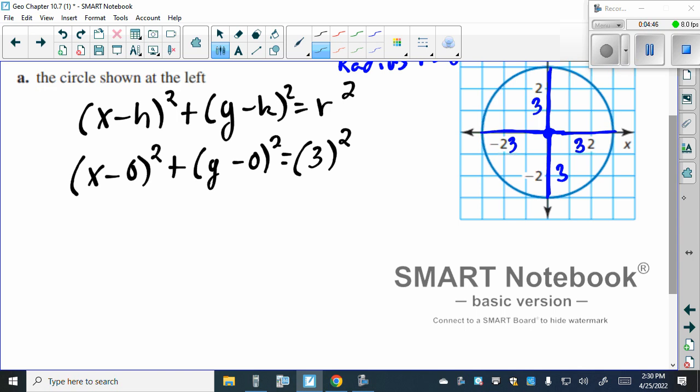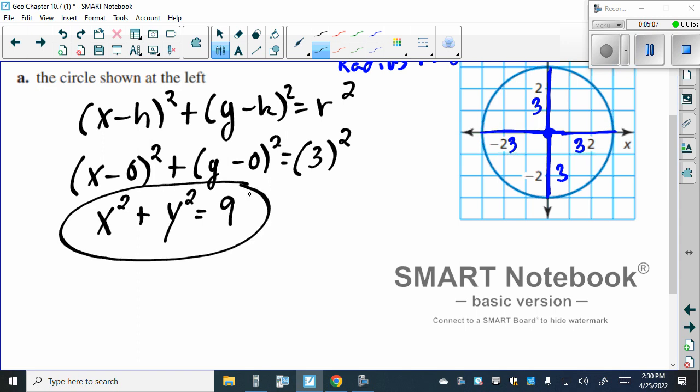Well, x minus 0 is just x, because adding or subtracting 0 goes away, so we're just left with x squared. y minus 0 squared. And then 3 squared is 9. 3 times 3 is 9. So the equation for this circle is x squared plus y squared equals 9. And that's all we have to do for this here.